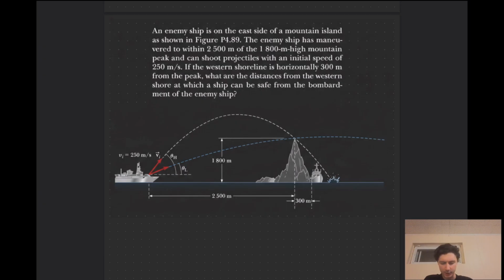An enemy ship is on the east side of a mountain island, as shown in the figure below. The enemy ship has maneuvered to within 2,500 meters of the 1,800-meter high mountain peak and can shoot projectiles with an initial speed of 250 meters per second. If the western shoreline is horizontally 300 meters from the peak, what are the distances from the western shore at which a ship can be safe from the bombardment of the enemy ship?